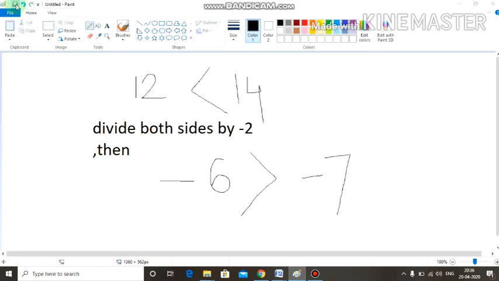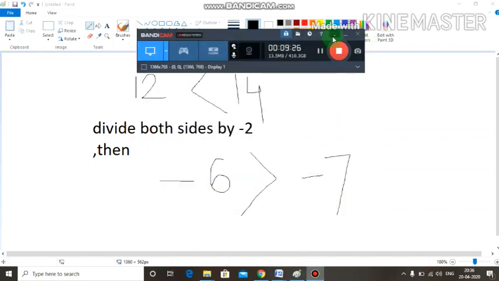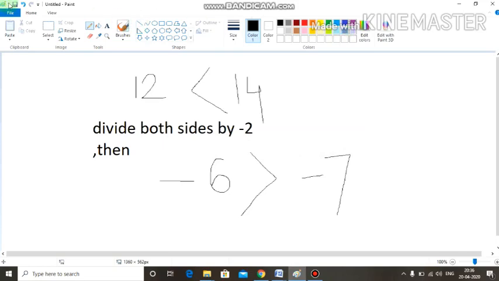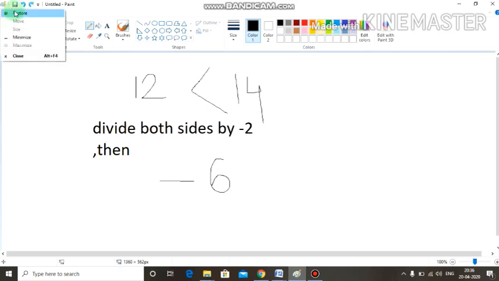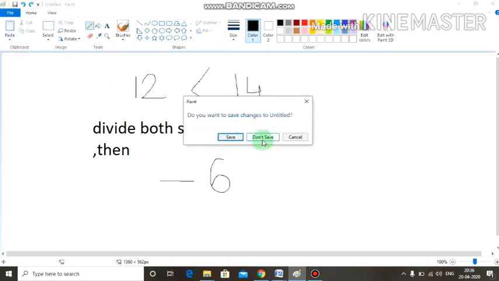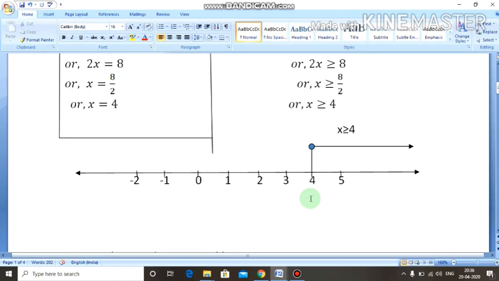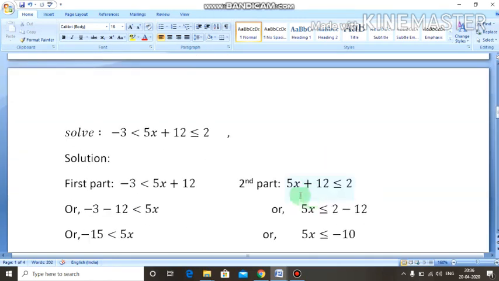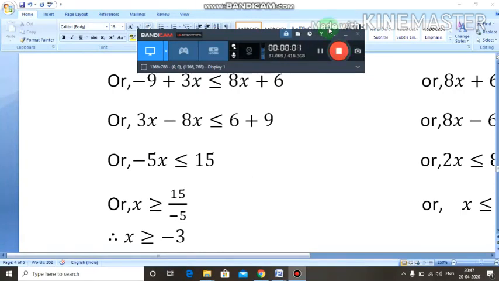Suppose this one: solve minus 3 less than 5x plus 12 less or equals to 2. This is an inequation, and in this inequation 3 parts are there. So how to solve this? Okay, see this example.